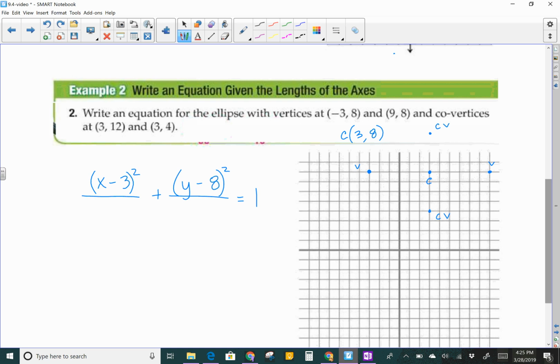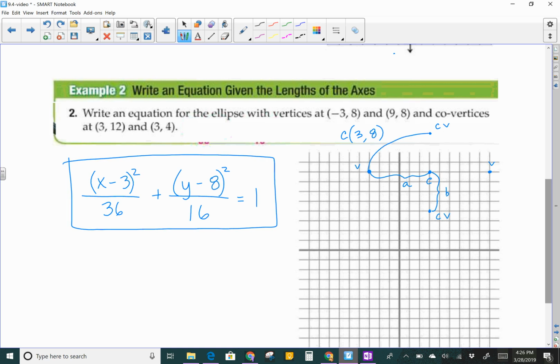And for what it's worth, that's enough. This right here, to the vertex, is A. How far away is that? 6. 6 squared is 36. How far did I go up and down? That right there is B. And how far is that? 1, 2, 3, 4. So what's underneath there is 4 squared. And there's my equation. And if you wanted to graph it, you would just connect those dots and do your best to not make them pointy. Not the best ellipse, but it's not pointed.